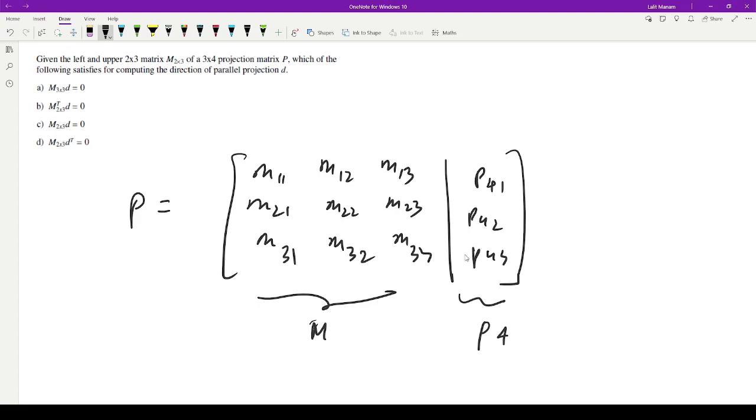Okay, so given the left upper 2 cross 3 matrix, you are just given this part, 2 rows and 3 columns. This is denoted as M 2 cross 3 of a 3 cross 4 projection matrix. Okay, which of the following satisfies for computing the direction of parallel projection D? Can anyone answer this?